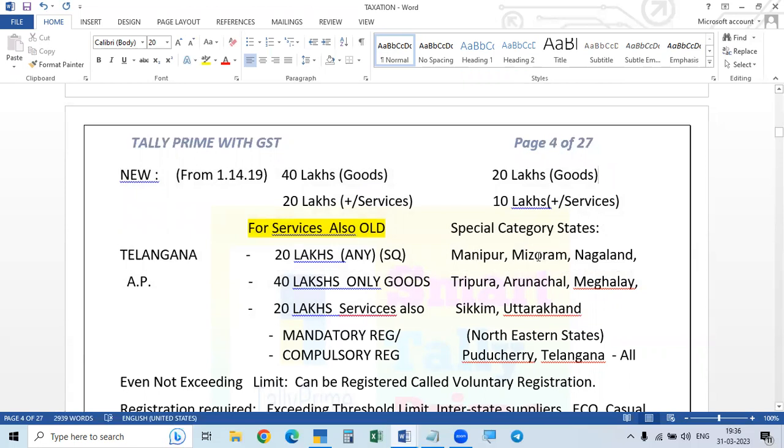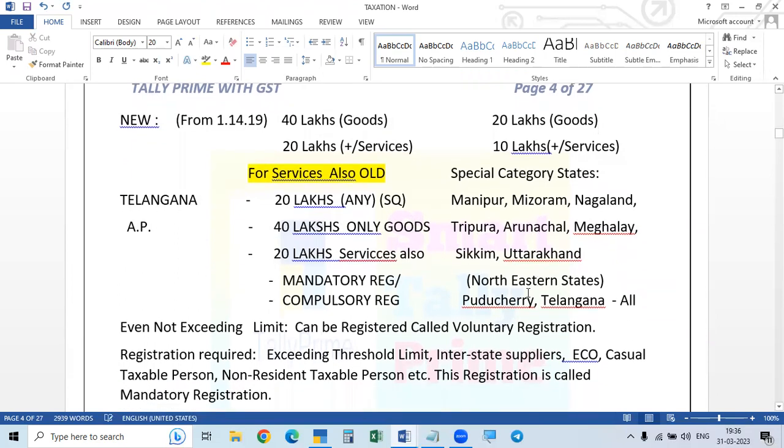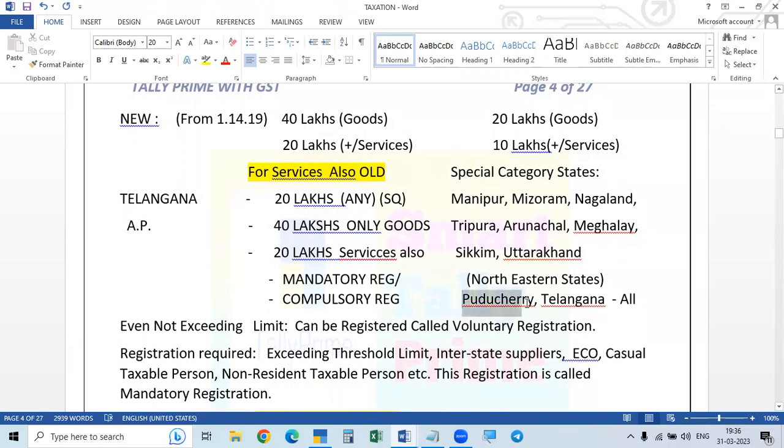Pondicherry, Meghalaya, Manipur, Mizoram, Nagaland, Tripura, Arunachal Pradesh, Sikkim, and Uttarakhand. These are all northern states. Uttarakhand is in the Himalayas. And Pondicherry. I will tell you about Telangana. These are the special category states.